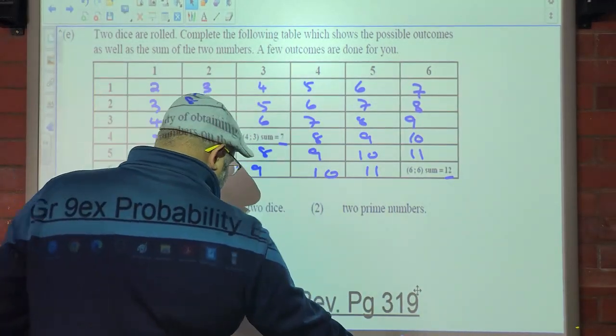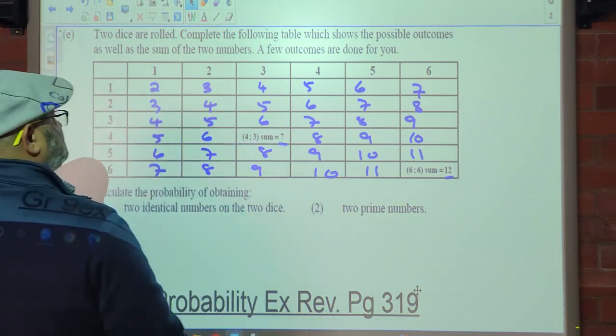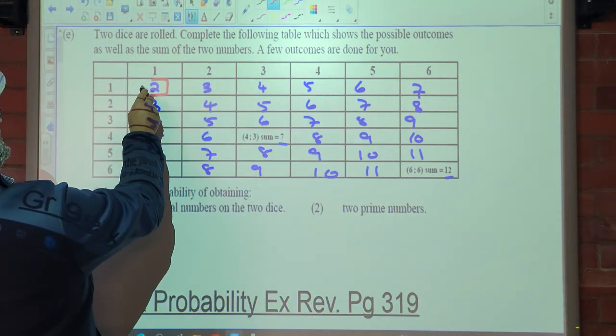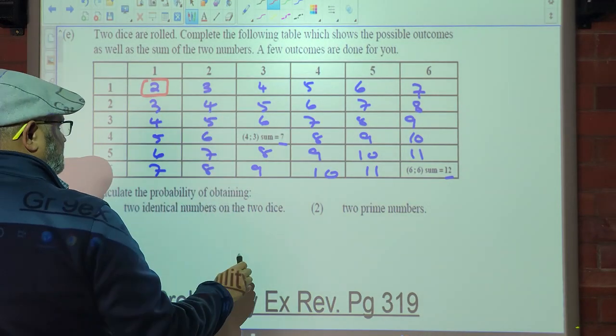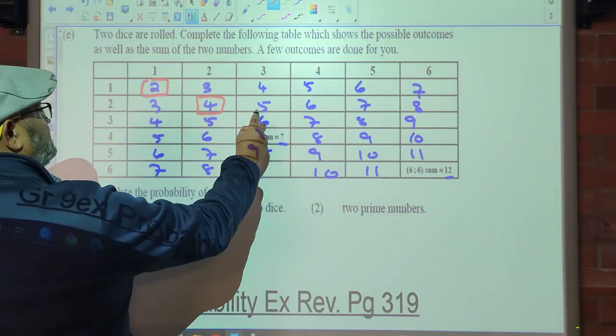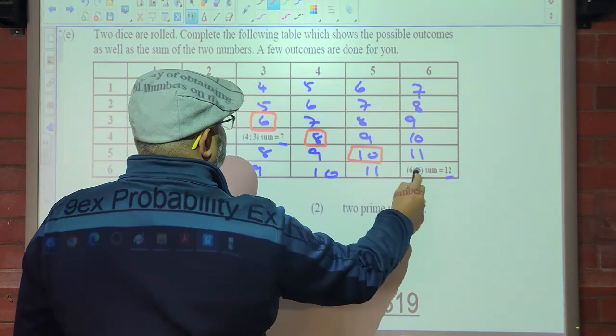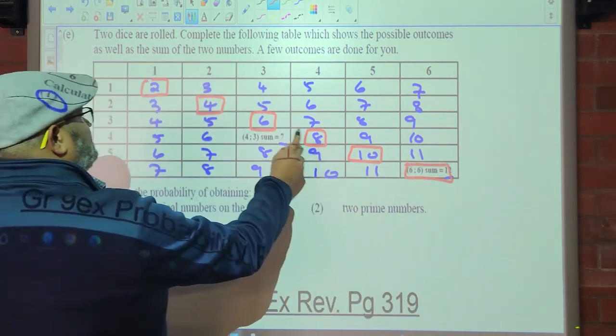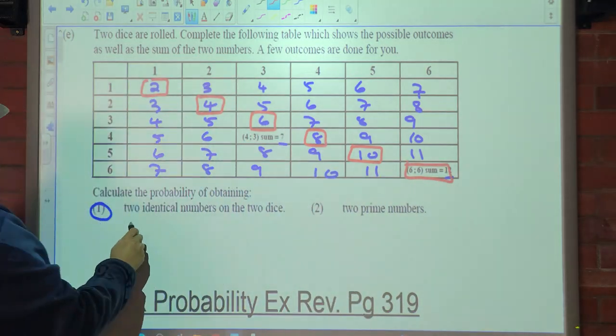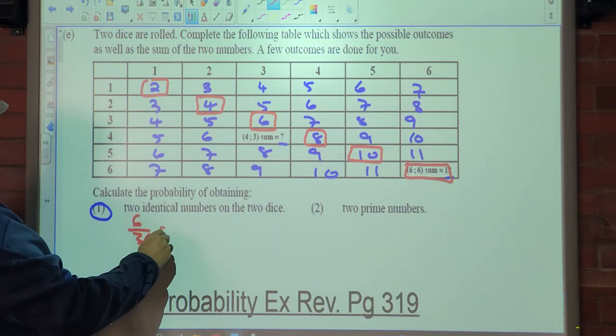How many display identical numbers? This is 1, 1, 2, 2, 3, 3, 4, 4, 5, 5, 6, 6. 1, 2, 3, 4, 5, 6. This will be 6 out of 36, which is 1 out of 6.